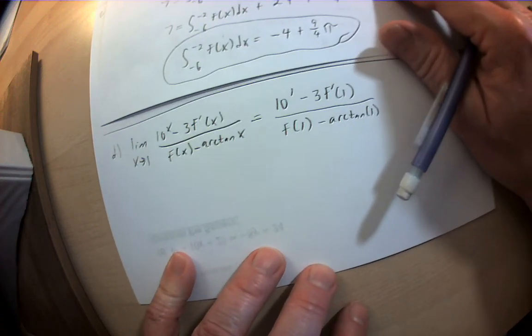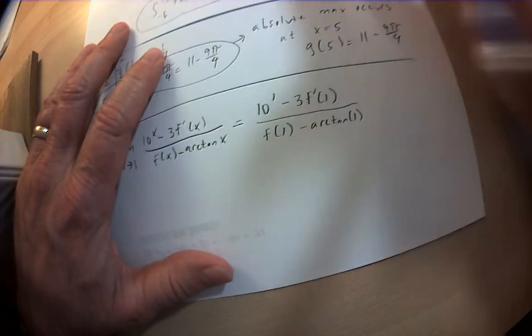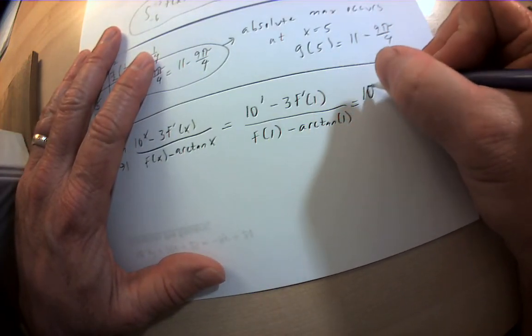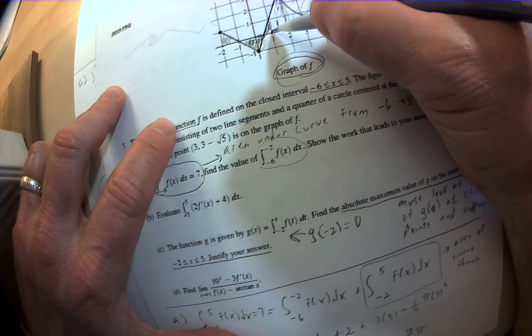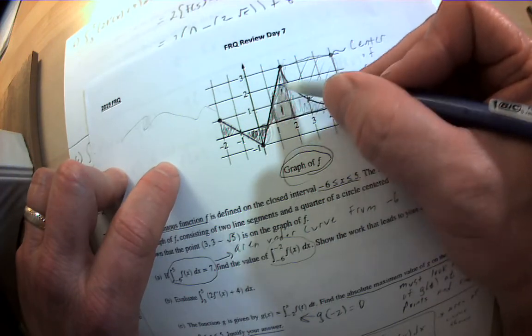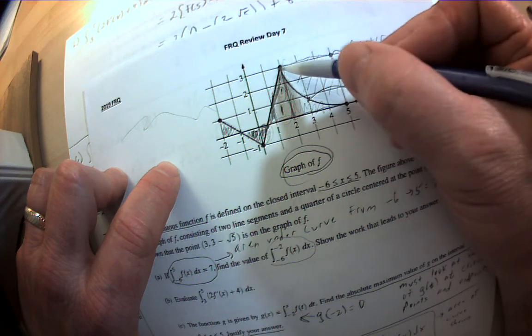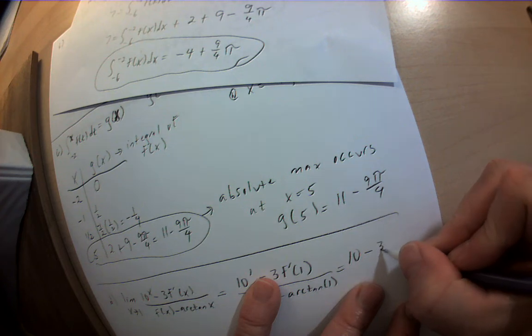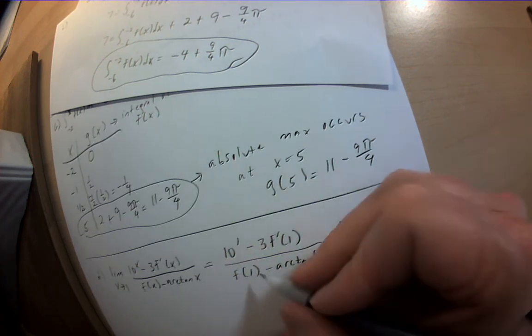Okay. Do I know any of these people? Do I associate with any of these people? Well, I know 10 to the first is 10. Okay, what about f prime of 1? Okay, here's 1. F prime of 1 is the slope of this line. Well, what's the slope of that line? 1, 2, 3, 4 up, 2 over. So f prime of 1 is 2. Okay, over f of 1.